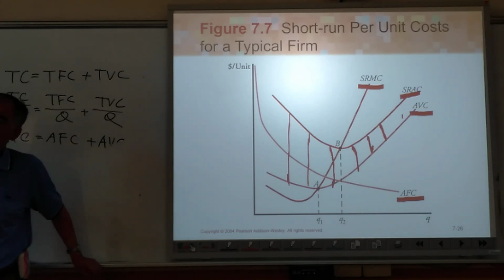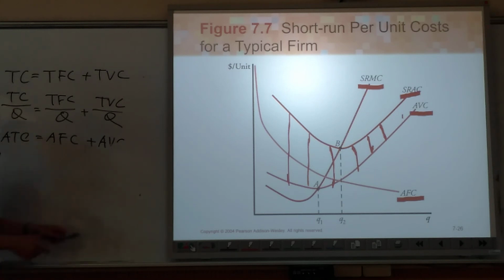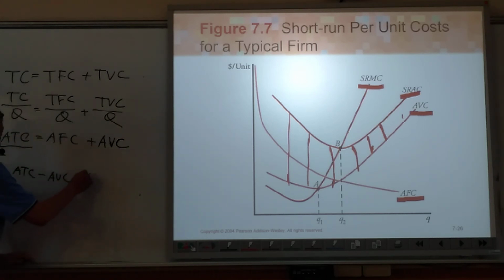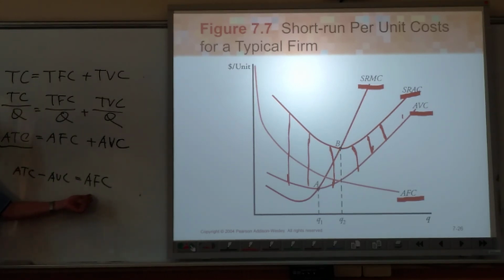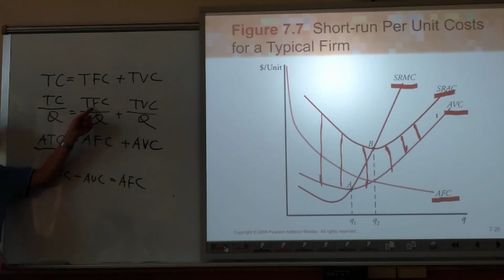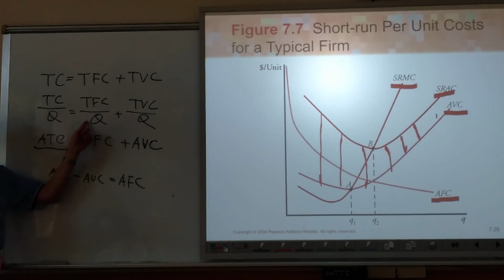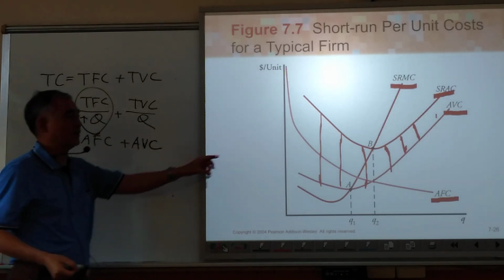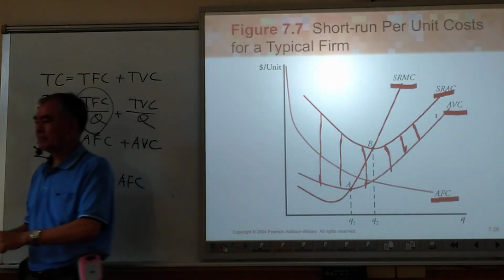The fixed cost never changes, right? You can check here. What is AFC? TFC divided by Q, right? And so here is ATC. So ATC minus AVC is equal to AFC, right? So the distance between ATC and AVC is AFC. As production level goes up, because total fixed cost is fixed and Q goes up, the whole thing goes down. So because of that, the gap, the distance shrinks. Okay, let's go on.